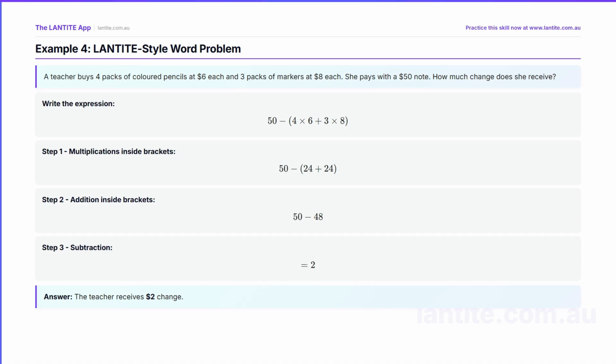Here's a LANTITE-style word problem. A teacher buys 4 packs of colored pencils at $6 each, and 3 packs of markers at $8 each. She pays with a $50 note. How much change does she receive? First, write the expression: 50 minus the total cost in brackets, which is 4 times 6 plus 3 times 8. Inside the brackets, do the multiplications first. 4 times 6 is 24, and 3 times 8 is also 24. Add inside the brackets. 24 plus 24 is 48. Finally, 50 minus 48 is 2. The teacher receives $2 change.